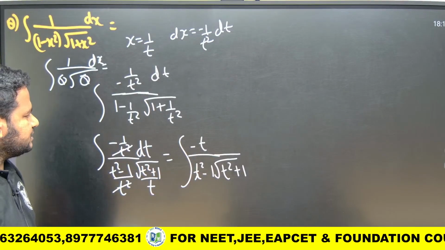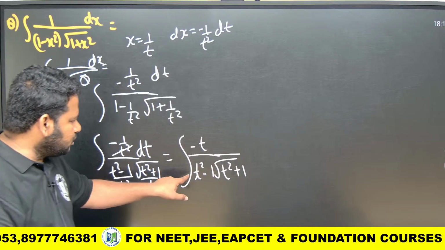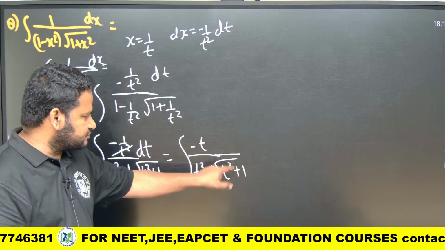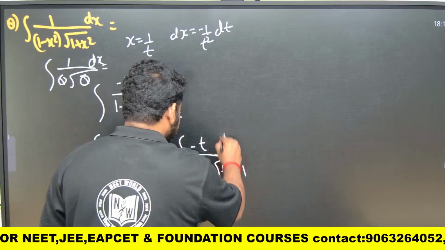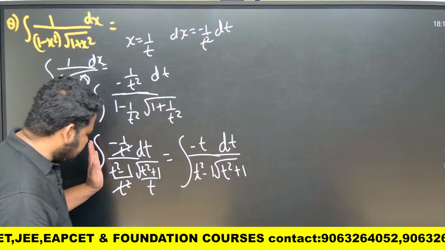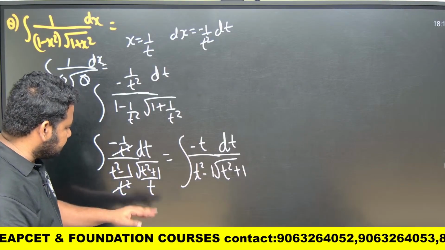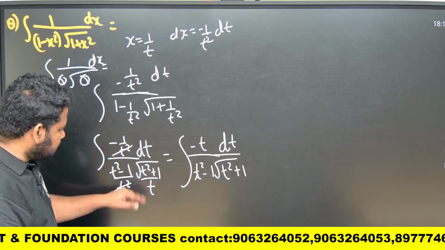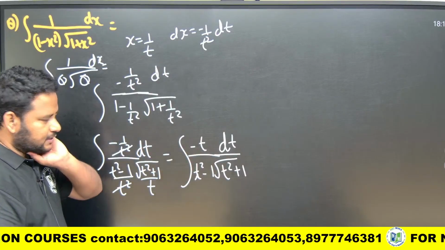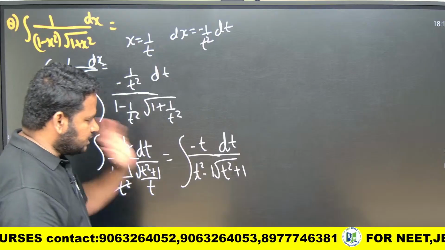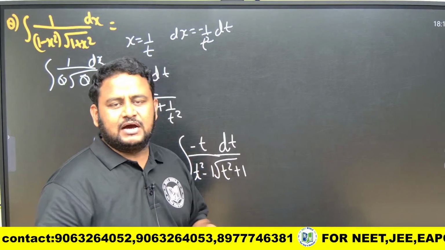Now what should I do, friends? Now I have t square minus 1 here, and t square plus 1 here, and minus t dt. Correct? See, have a look at it. Square root of t square plus 1, t square comes out, this will become t. So if I cross multiply this, it goes to the top, and this will become minus t dt. Now what I should do is another substitution. If I do, I'll get the answer.